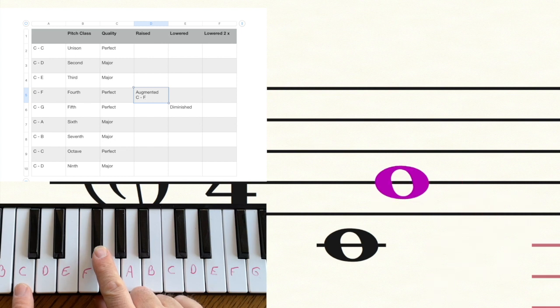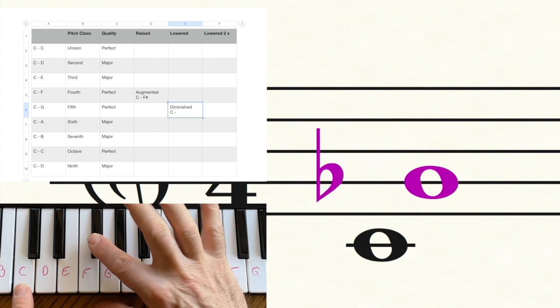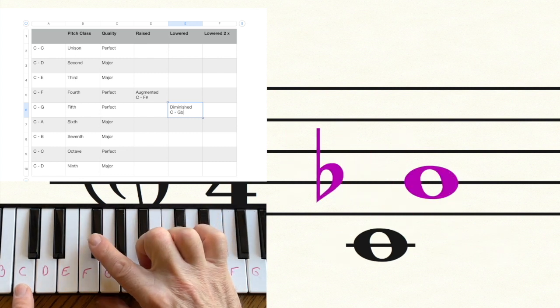Now, if we go to a G, it's a fifth. C, D, E, F, G. 1, 2, 3, 4, 5. So its pitch class is 5, so it's a fifth. But I could put a flat on here. So now we have G flat. Well, now it's what we call a diminished fifth.